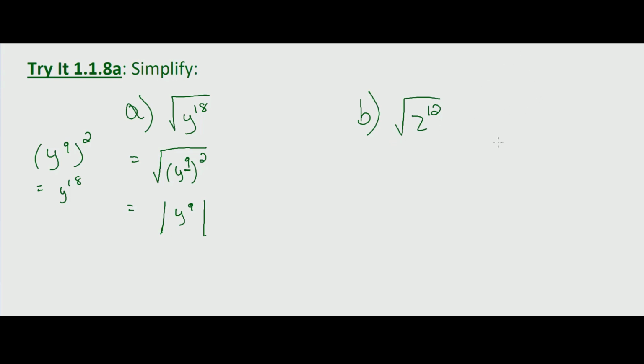Now with z to the 12th, what we want to recognize is that that is z to the 6th squared. That equals z to the 12th. So in other words, the square root of z to the 12th equals the square root of z to the 6th squared. Now in this case, the exponent on the variable that's being squared is even. Well, since z to anything that is an even power is going to be positive, we don't need the absolute value. So the square root of z to the 6th squared, or the square root of z to the 12th, is simply z to the 6th.